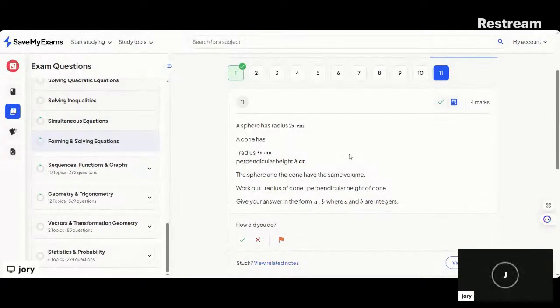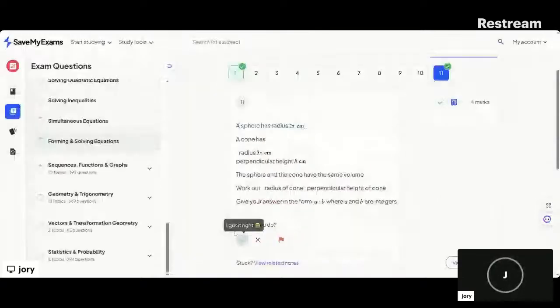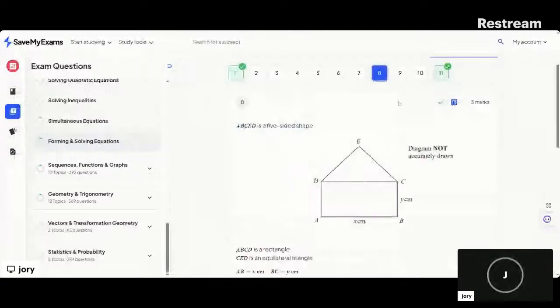And the radius is 3x. So multiply by 9. It's going to be 3x to 32 over 9x. You cancel out the x's. Multiply by 9, it's 27 to 32. I got that. It was 27 to 32. Okay, I got that this time. It's good. Let's try this one.